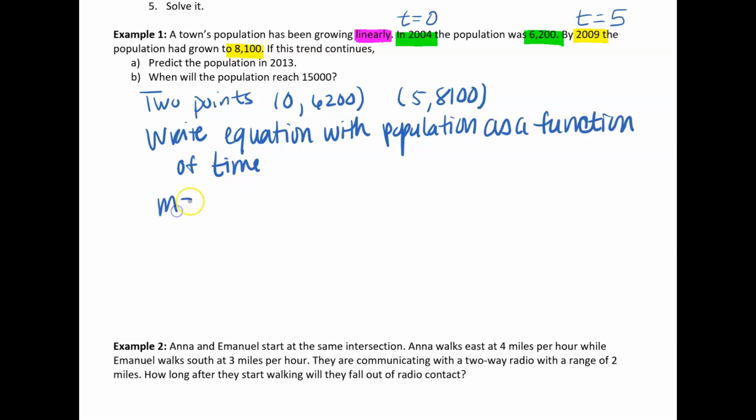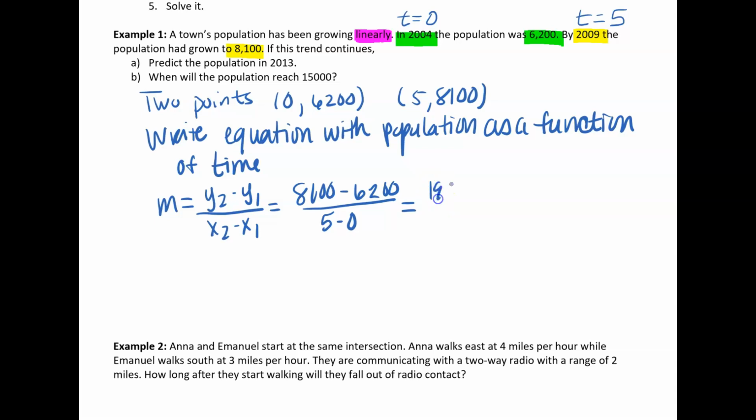And so let's find our slope first. We've got 2 points, so we're going to use the slope formula. Remember, that's y2 minus y1 over x2 minus x1. So it's going to be 8,100 minus 6,200 all over 5 minus 0. Subtract those. That gives you 1,900 over 5. So this reduces down to 380 people per year.